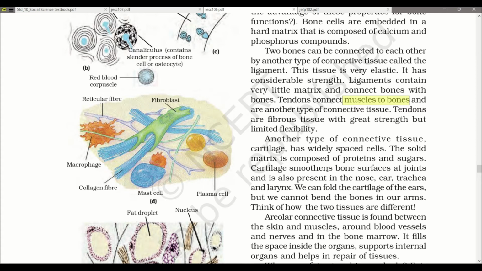Another type of connective tissue is cartilage, which has widely spaced cells. The solid matrix is composed of protein and sugar. Cartilage smoothens bone surfaces at joints and is also present in the nose, ear, trachea and larynx. We can fold the cartilage of the ear but we cannot bend the bones in our arms. Why? Because cartilage is softer than bone and is flexible. Another reason is that it has widely spaced cells.